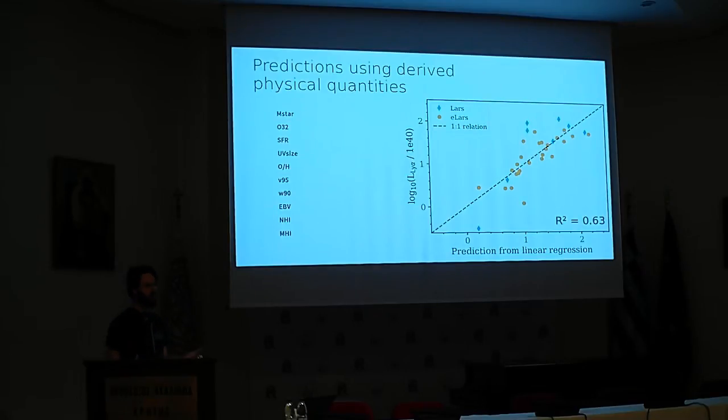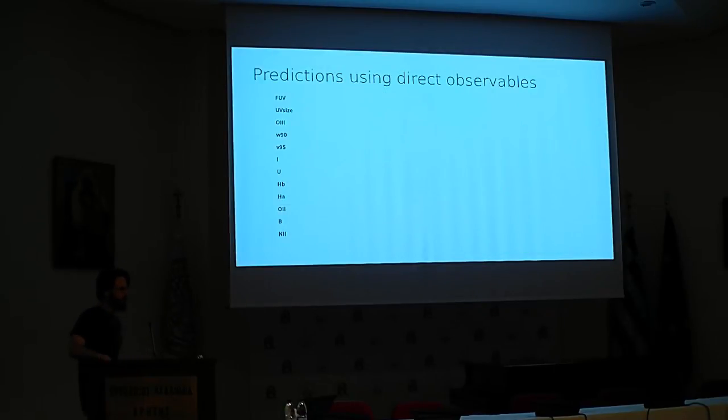So what we can do then is to say, okay, let's not use any of these derived quantities. Let's instead look at direct observables. Whatever we can observe directly with a telescope, can we predict from that? So we pulled out another data set from our data with far UV magnitudes, UV sizes, and some spectral line measurements. The outflow velocities are still here because they are direct measurements from the UV spectra. And then we did exactly the same exercise.